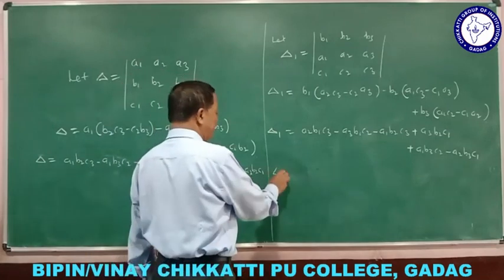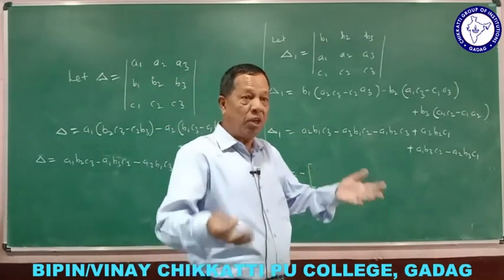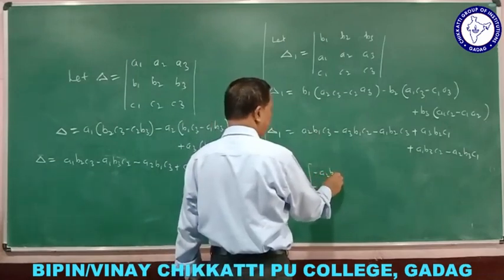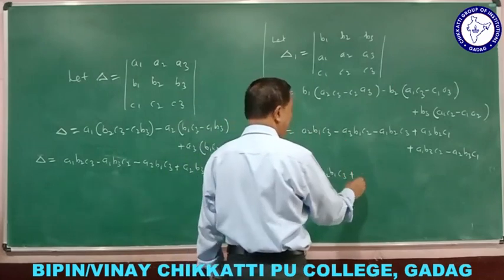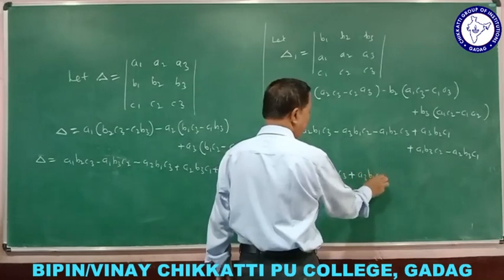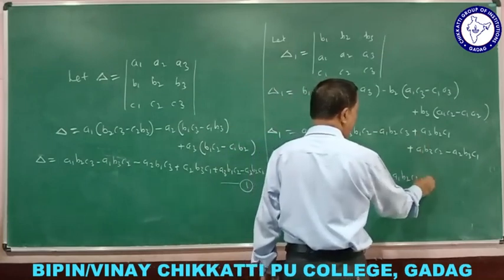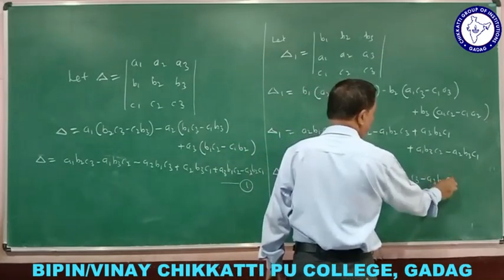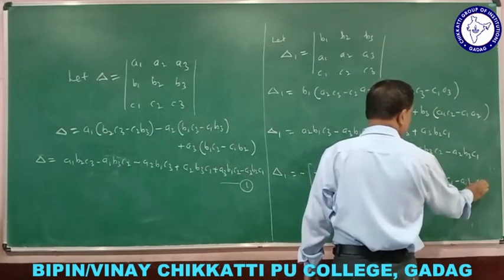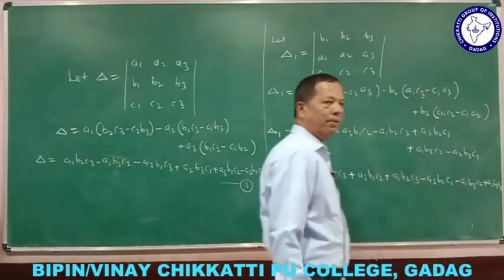For that sake, you take minus outside. Why do we take minus outside? Because I already told you, the change is only in sign. What comes here? Minus A2 B1 C3. Plus A3 B1 C2. Plus A1 B2 C3. Minus A3 B2 C1. Minus A1 B3 C2. Plus A2 B3 C1. Correct or not?